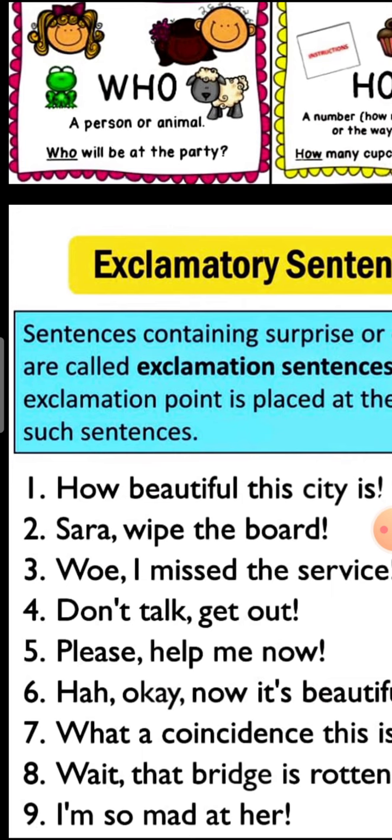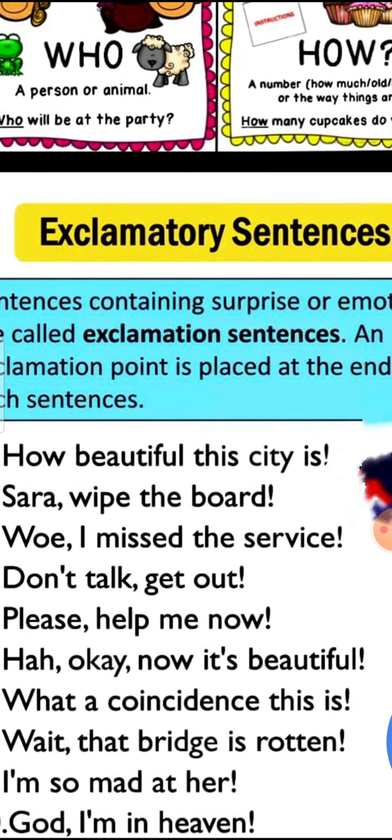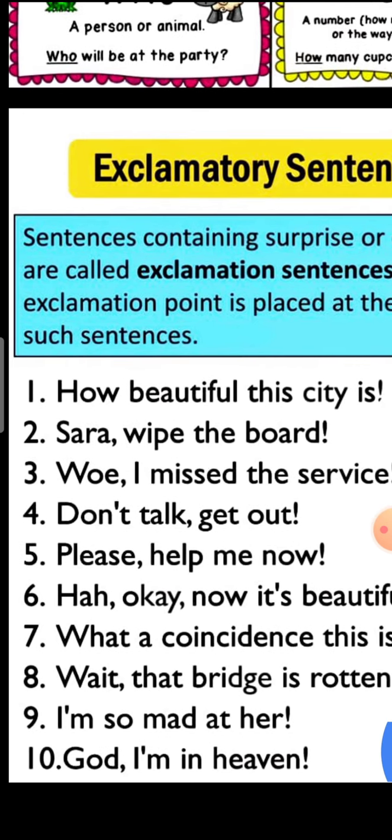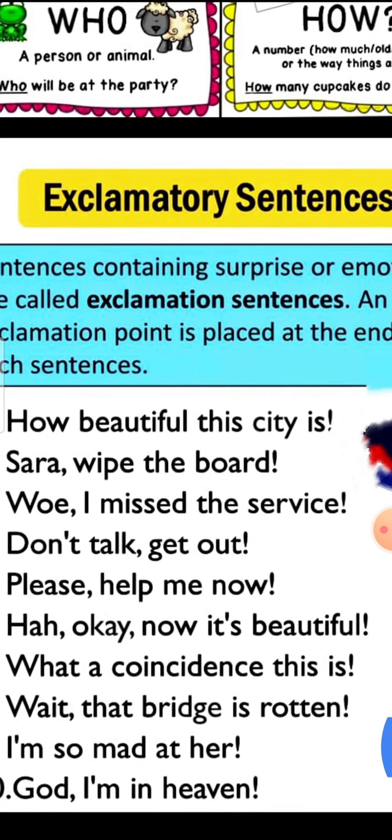Sarah wiped the board. Oh, I miss the service. Don't talk, get out. Please help me now. Okay, now it's beautiful. What a coincidence this is. Wait, that bridge is rotten. I am so mad at her. God, I am in heaven.